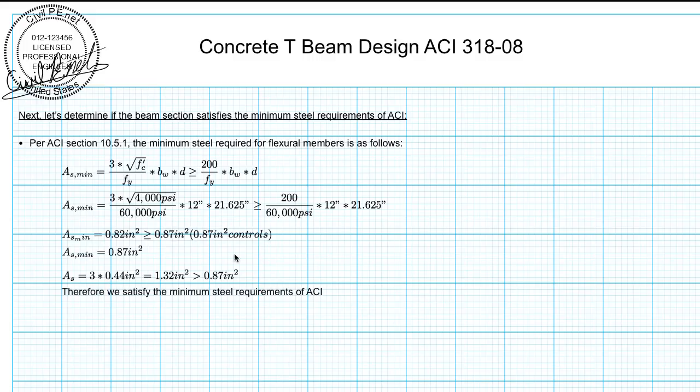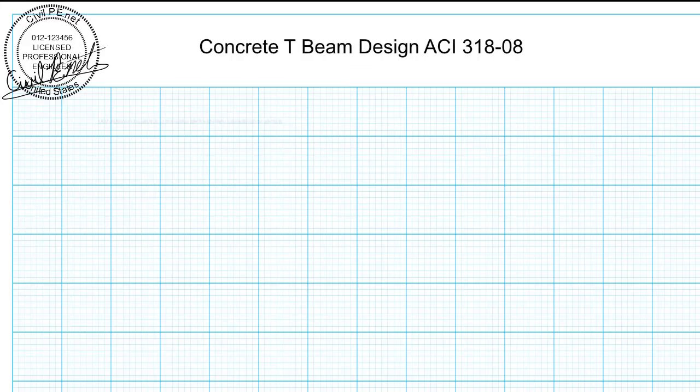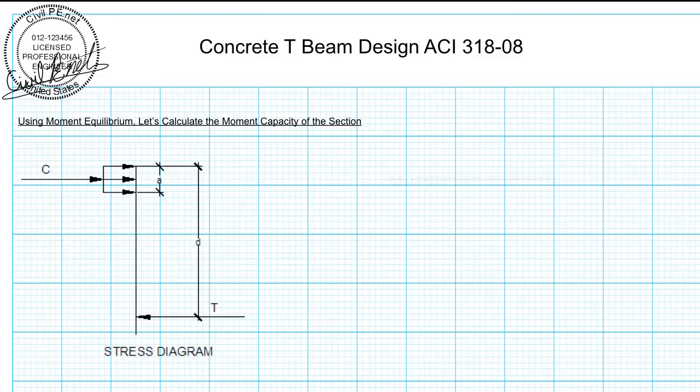What we have is 1.32 inches squared, which is greater than this 0.87 inches squared, so therefore we satisfy the minimum steel requirement. So using moment equilibrium, let's calculate the moment capacity of the section. So we're going to calculate the moment capacity about the center of the compressive force and determine that moment capacity.